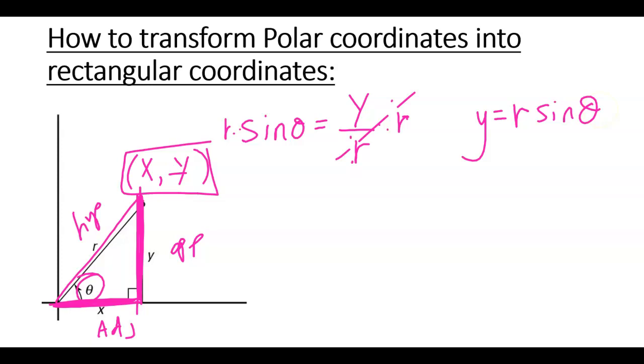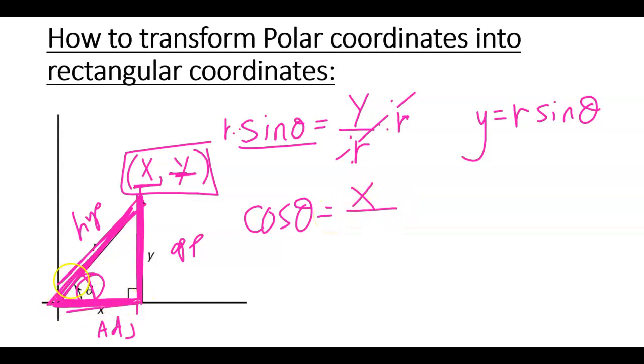In other words, if you want to find your y coordinate in rectangular form, all you do is take your radius and multiply it by sine of the angle you're working with, and that gives you the y value. How do you find the x value? Well, watch this. Cosine of theta is equal to the adjacent, which is x, over my hypotenuse, which is r. If I want to get x by itself so I can find my x coordinate, all I need to do is multiply both sides by r, and I get my x coordinate.